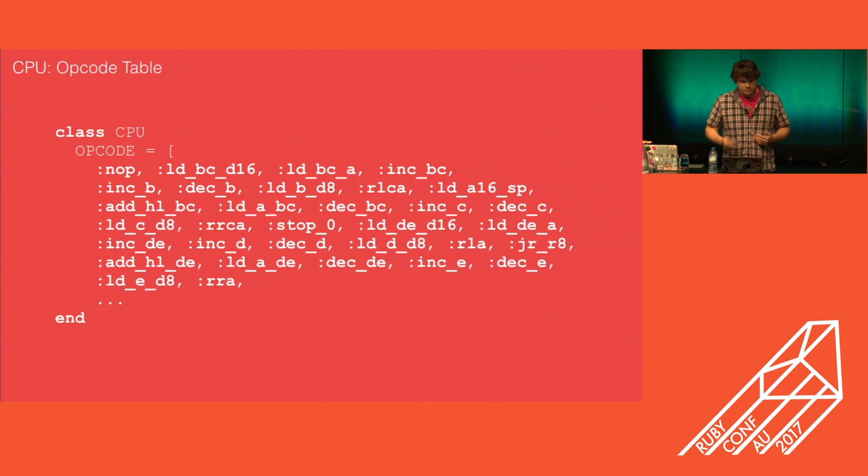So to emulate the opcode table, I just use an array. Each item in the array is the mnemonic of that instruction, and each instruction is positioned in the array to give me the value of that opcode. Like the opcode for no op is 00, so it's the first item in the array.